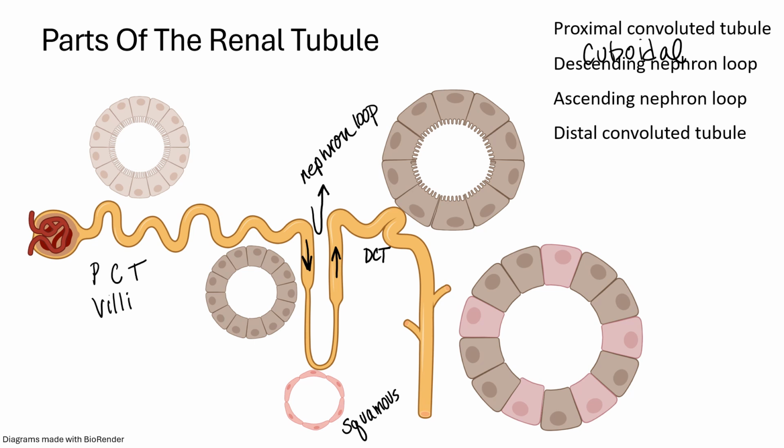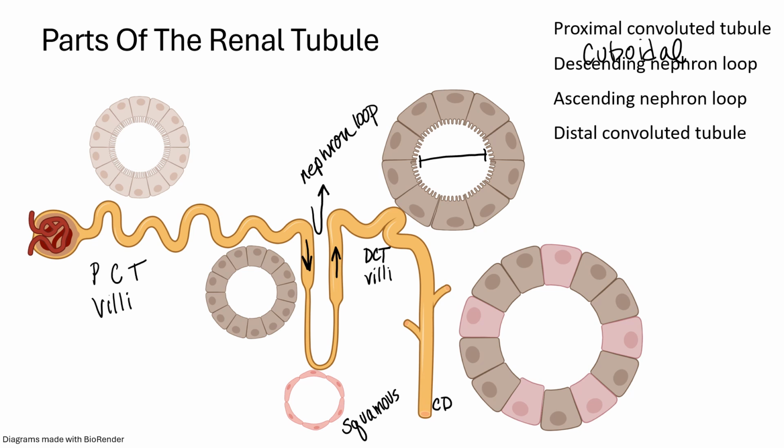Notice how the diameter of the tubule is getting bigger as we get to the DCT. And these cells here, they also have villi, but they don't have quite as many as the PCT has. The final part of the nephron tubule is called the collecting duct.